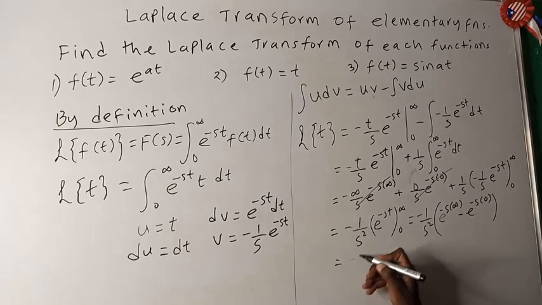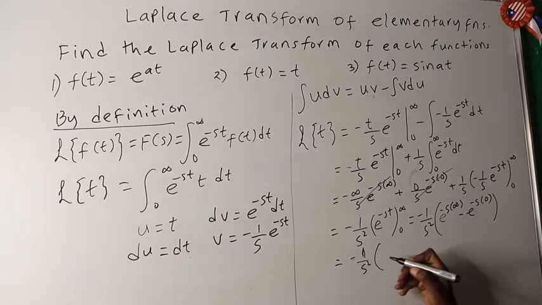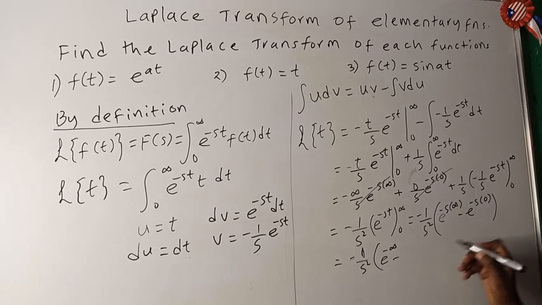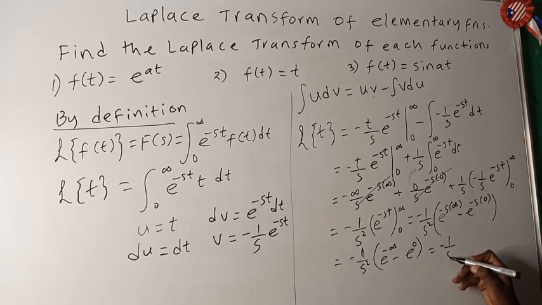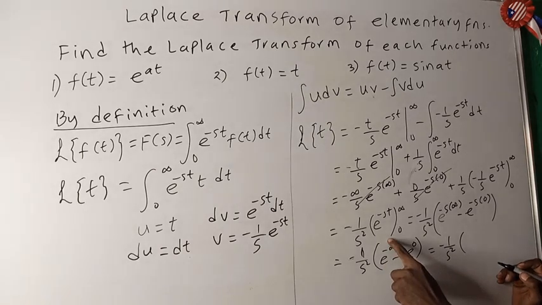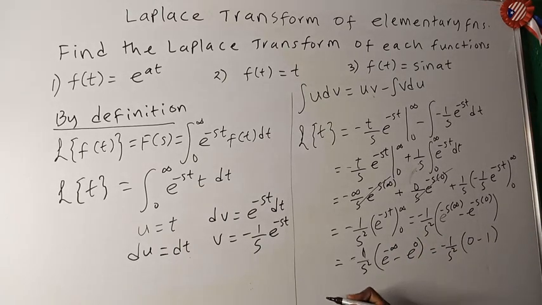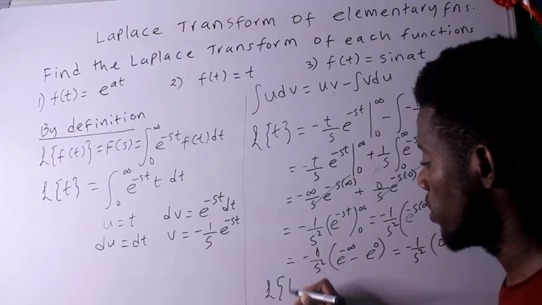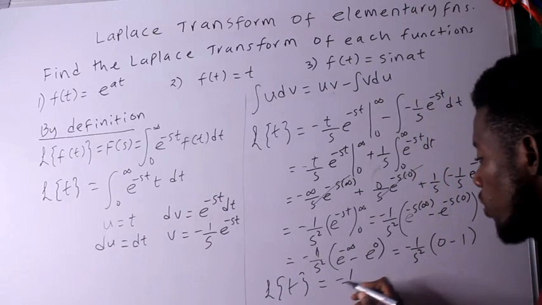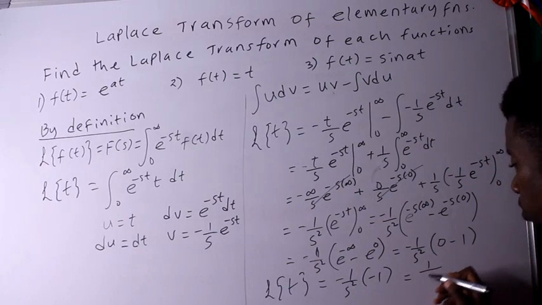So this will be equal to minus 1 over s squared. s times infinity is infinity, so it's e raised to the power of negative infinity, minus s times 0 is 0, so it's e raised to the power of 0. So this will be minus 1 over s squared times e raised to the power of negative infinity, which is 0, minus e raised to the power of 0, which is 1. So if we multiply this times this, we are going to have the Laplace transform of t equal to minus 1 over s squared times negative 1. If you multiply these, you have 1 over s squared.